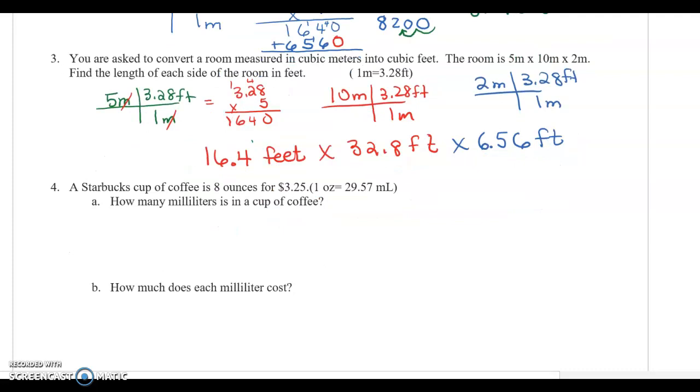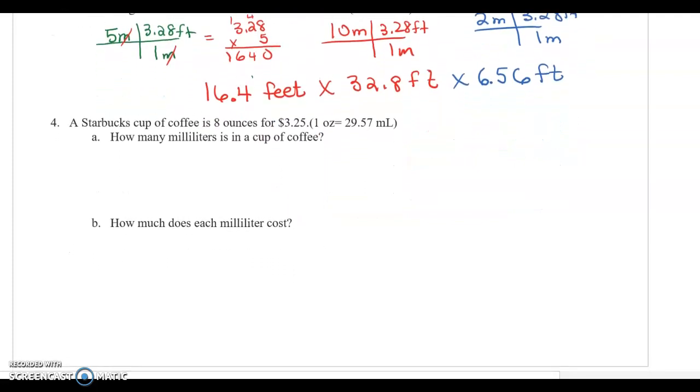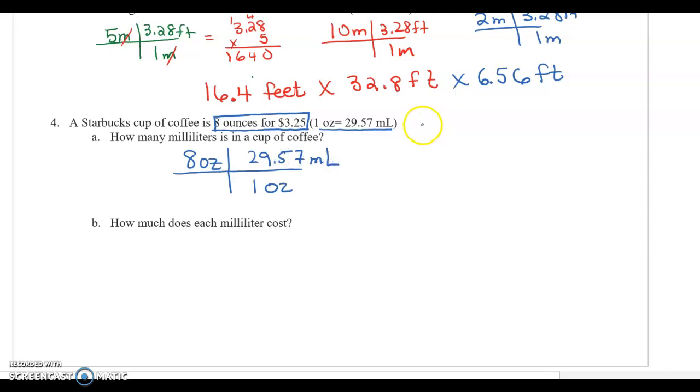Down here in our final problem on the page, for example, you're doing that Starbucks cup of coffee and you want to know, it's an 8-ounce cup and it costs $3.25 for 8 ounces, and 1 ounce is equivalent to 29.57 milliliters. So the first thing you're going to do is check how many milliliters in the cup. You can go 8 ounces and convert that to milliliters. So 1 ounce is 29.57 milliliters.